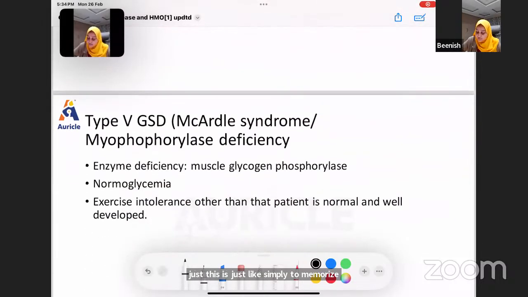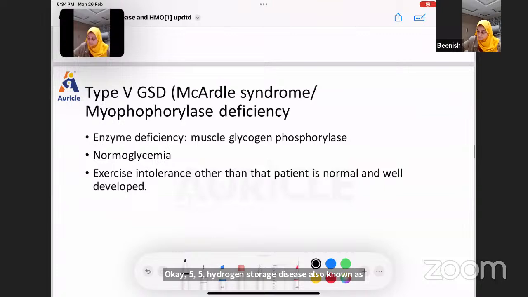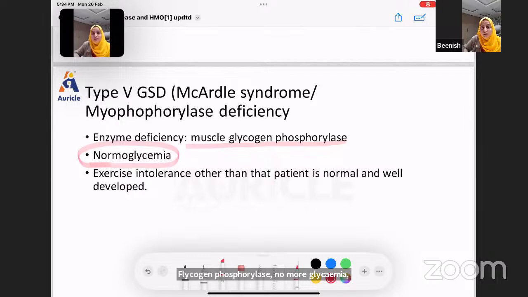Okay. Type 5 glycogen storage disease, also known as McArdle syndrome or myophosphorylase deficiency. As the name already suggests, the enzyme deficiency is in muscle glycogen phosphorylase. Normoglycemia, very obvious, because muscle glycogen was involved in providing ATP or energy to muscles during contraction or exercise. It was never involved in maintaining blood glucose level. That was the function of liver glycogen.